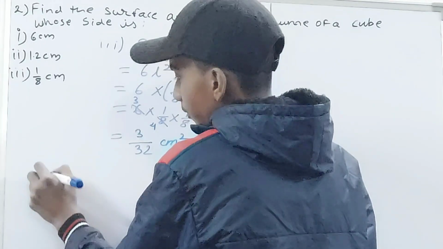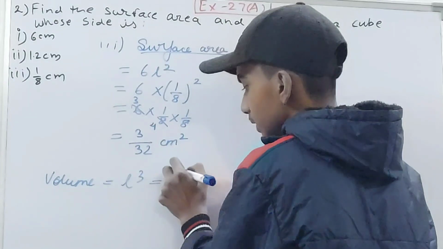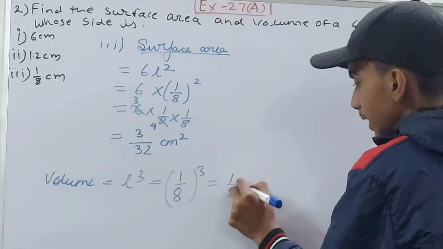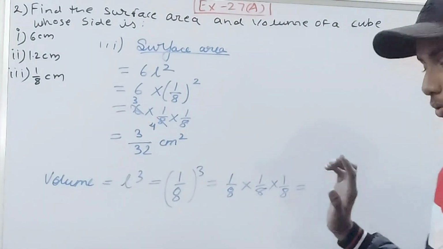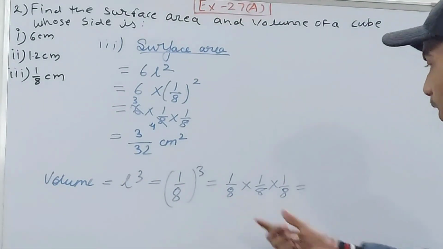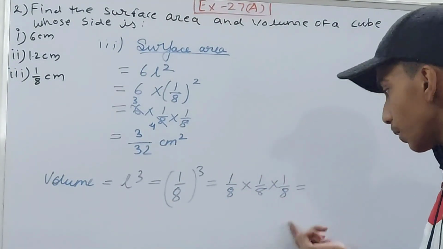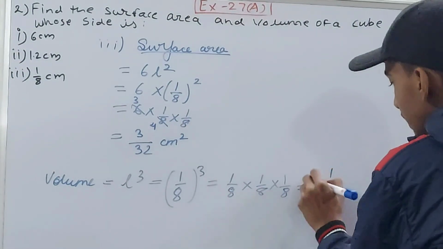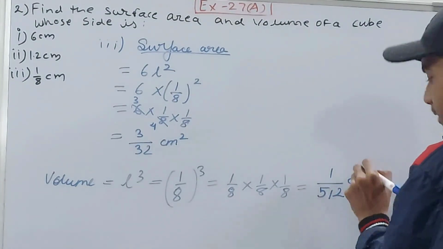So volume is going to be what? L cube, right? That is 1 by 8 cube. So that's 1 by 8 into 1 by 8 into 1 by 8. Simple. Now we don't need to do much calculation here. If we know the square and cube of 8, we can do this. 8 into 8, so square of 8 is 64. 8 into 8 into 8, or you can say directly 8 cube, that is 512. So 1 by 512, and the unit cubic centimeters.